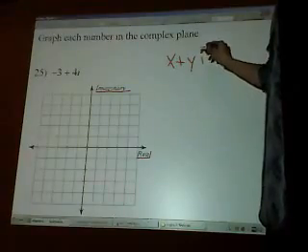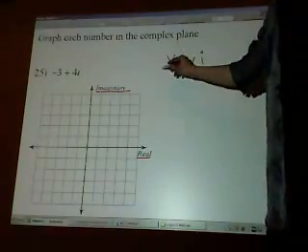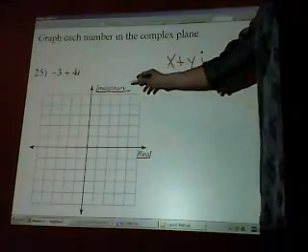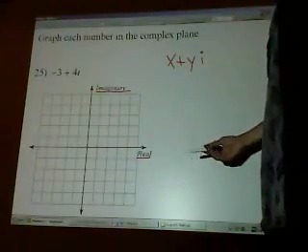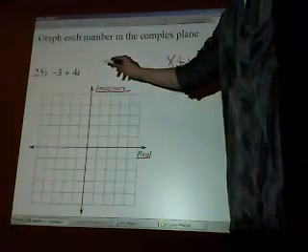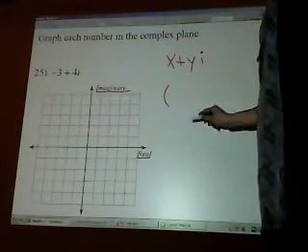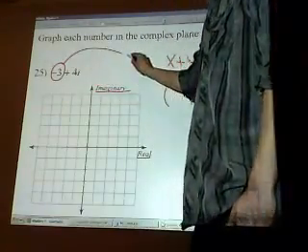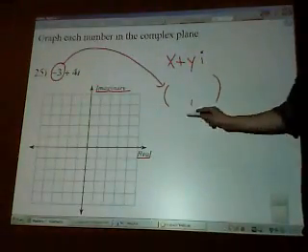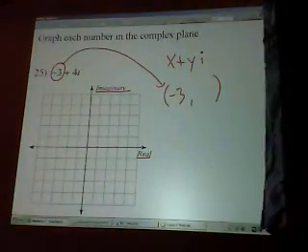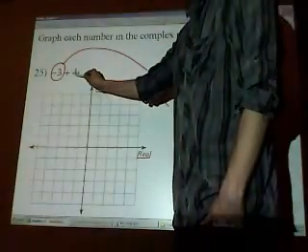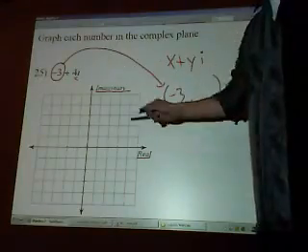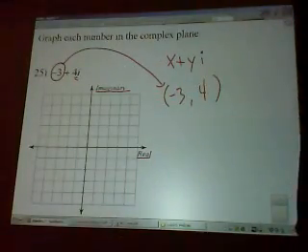Complex numbers are written of the form x plus yi, okay? This number right here, x, is called the real part, all right? And the y is called the imaginary part. So, whatever number you have for the first coordinate is going to be the x coordinate. So I have negative 3 for x, all right? And the one that comes with the i, that's your y coordinate. So my y-coordinate is positive 4.